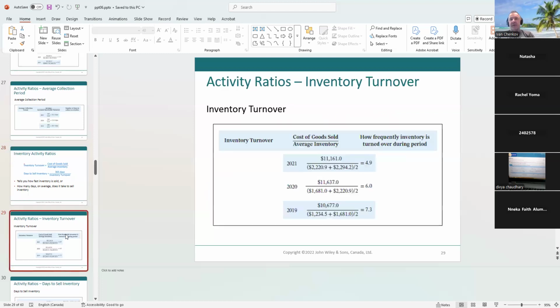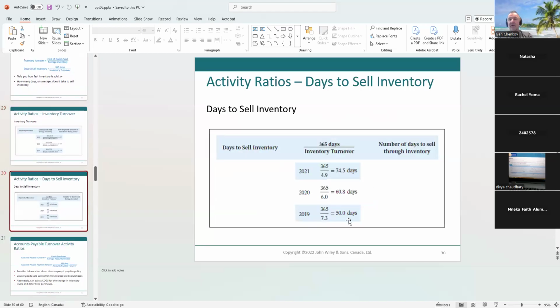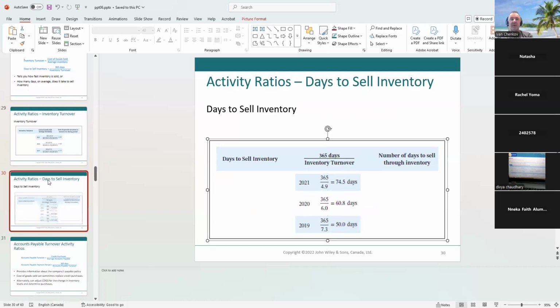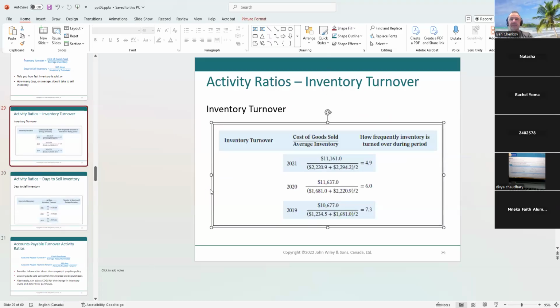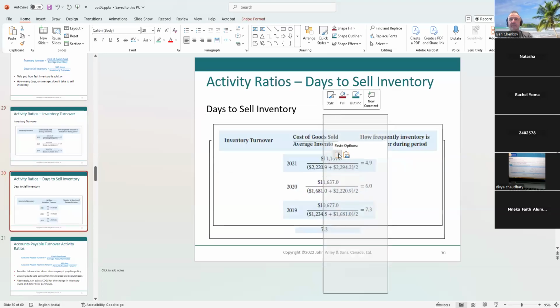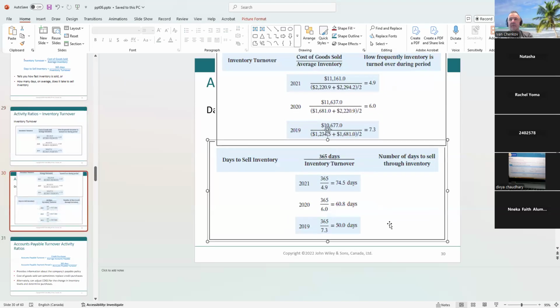Okay, let's go with this company and see what they're doing. Inventory, as you can see, starts going down. The number starts getting smaller. Where is that going to hit us? Directly in an increase of the days to sell our inventory. Let's do that comparison so you can see it again. As you can see, a high number, 7.3, means fewer days. A low number, 4.9, means more days.